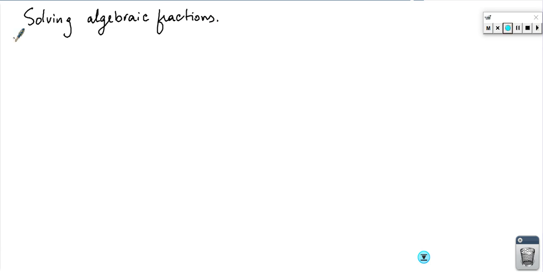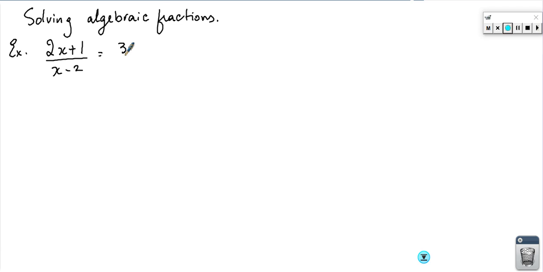So let us see this. Let's start with the first example. Okay, start from simple examples, and examples will be harder as we go along. So for example, let's say we have: solve (2x + 1)/(x - 2) = 3.